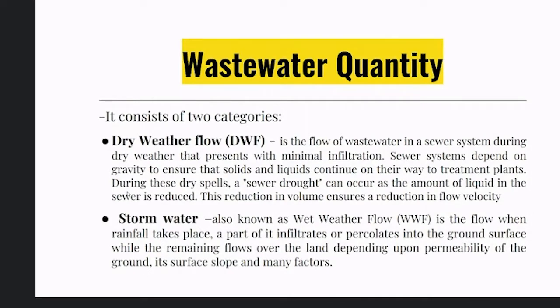Kadalasan sa ginagamit sa pipe system is yung mga iron na material. And for second one, the stormwater. So it is also known as wet weather flow, or the WWF, which flows when rainfall takes place. A part of it infiltrates or percolates into the ground surface, while the remaining flows over the land depending upon permeability of the ground, its surface slope, and many factors.